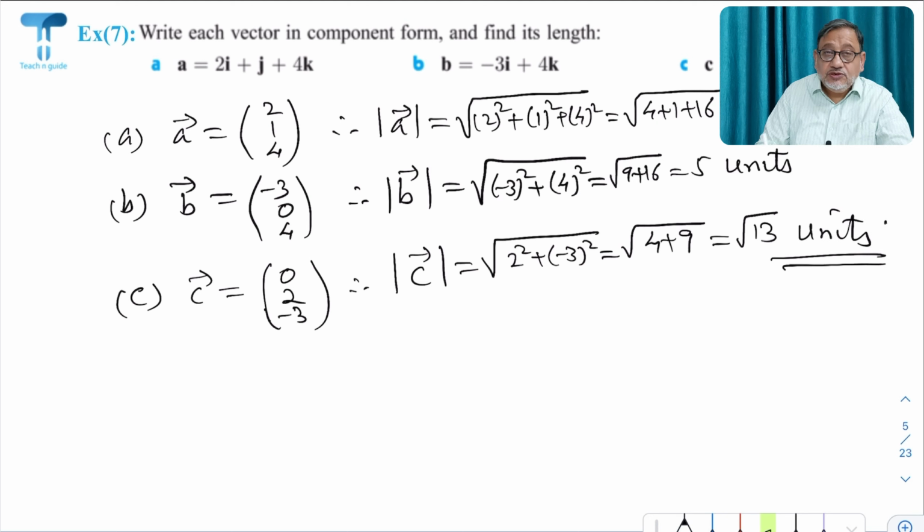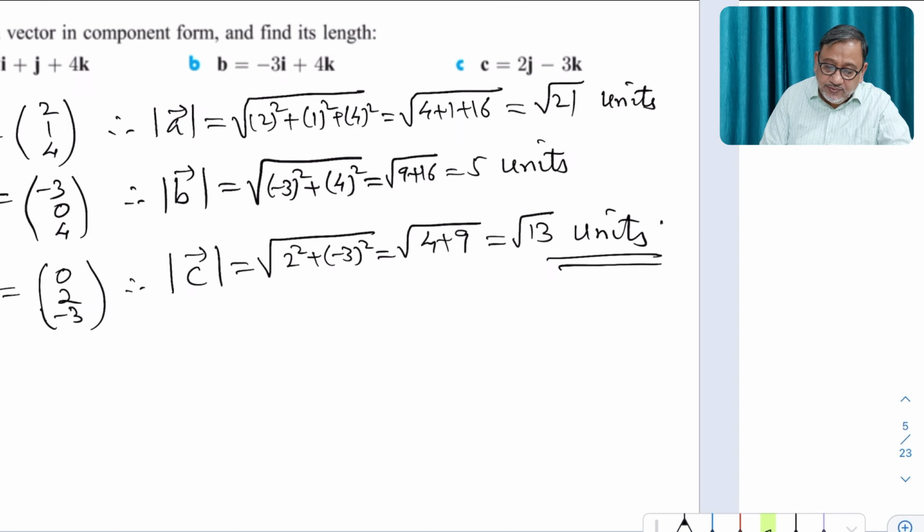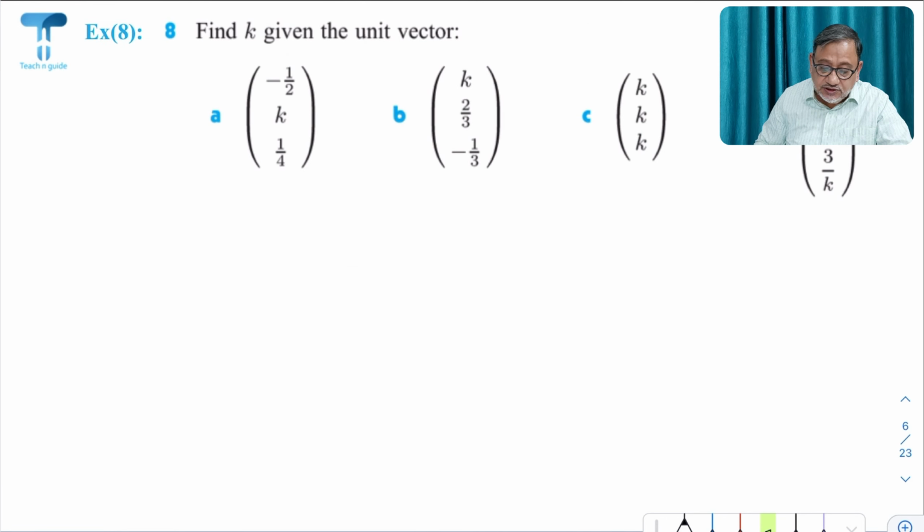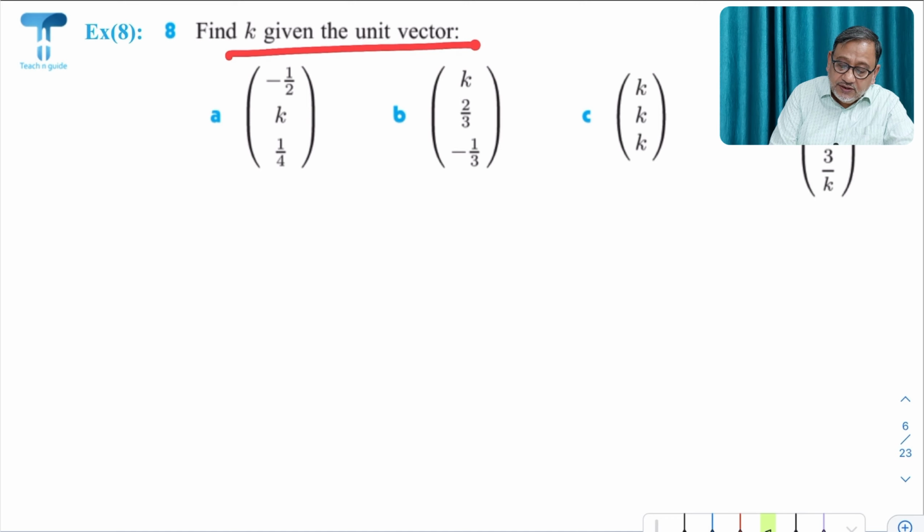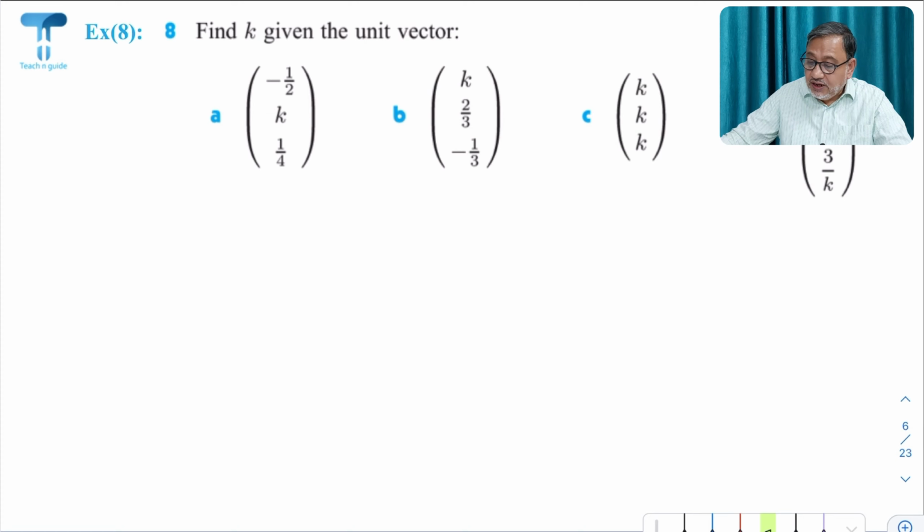So I hope you understood it. This was not difficult, isn't it? It was very easy. Let us see a few more questions here. Find k given the unit vectors. So it means these are the unit vectors and you have to find the value of k from it, right? Yeah. So let us see here.